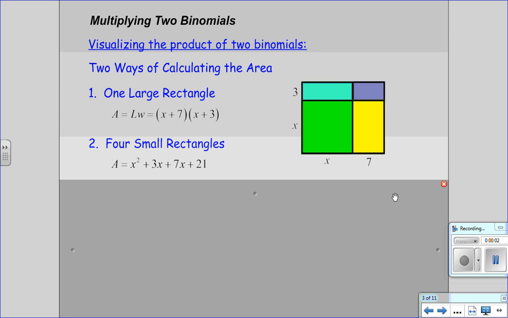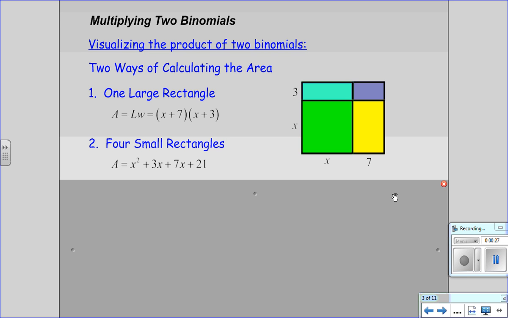In this video, we'll learn how to multiply all types of polynomials together. We begin by looking at how to multiply two binomials together, and then we'll expand that to other types of polynomials. It helps to visualize what the product of two binomials might look like. And to do that, we'll look at ways of calculating the area of a rectangle.